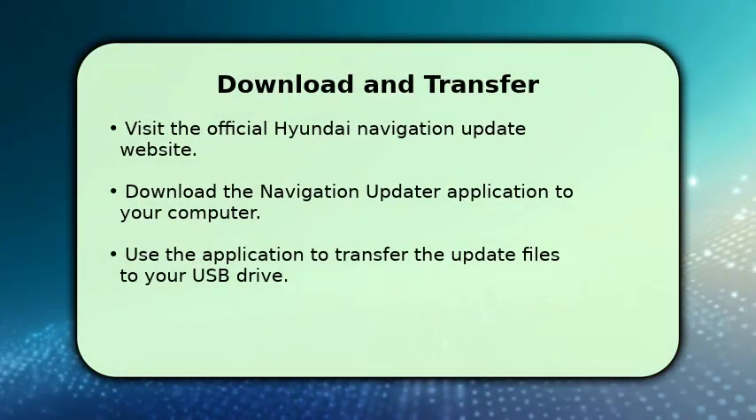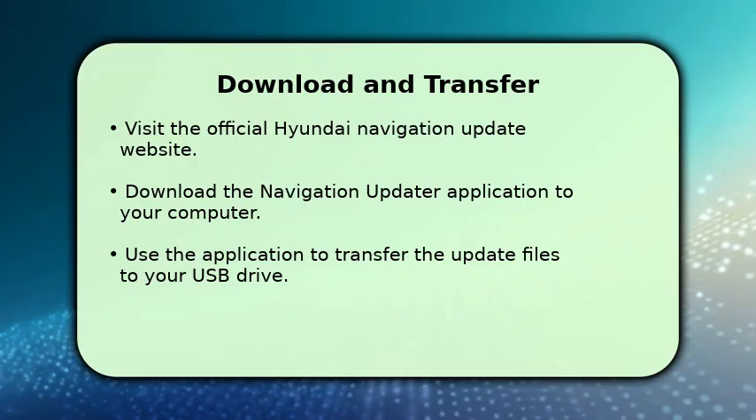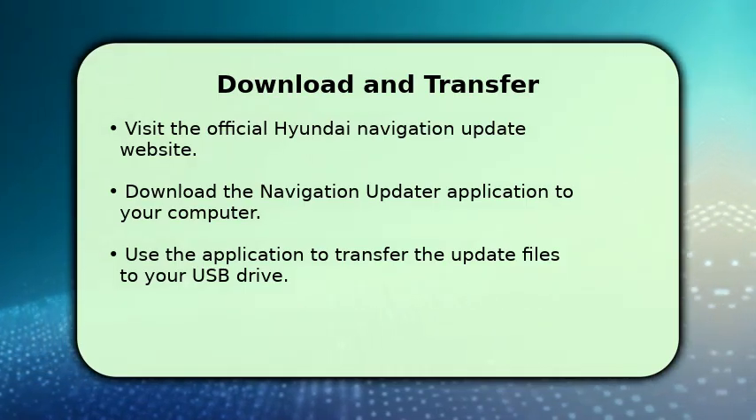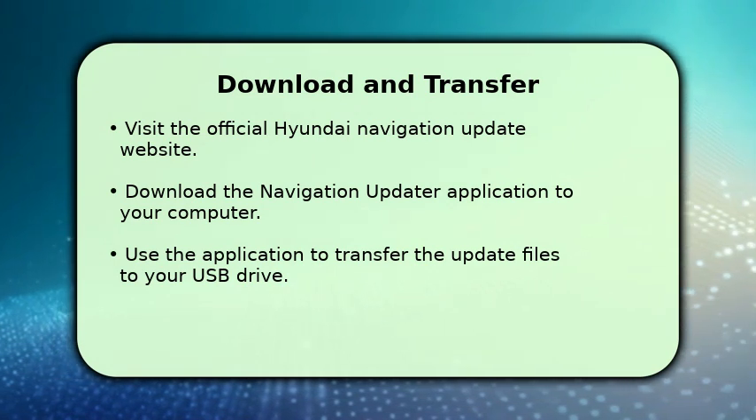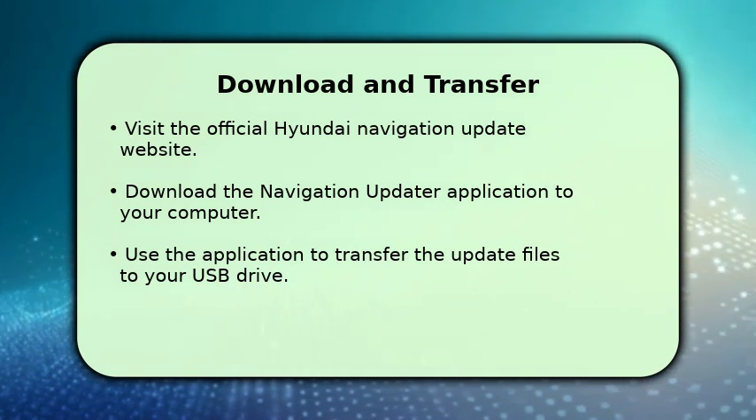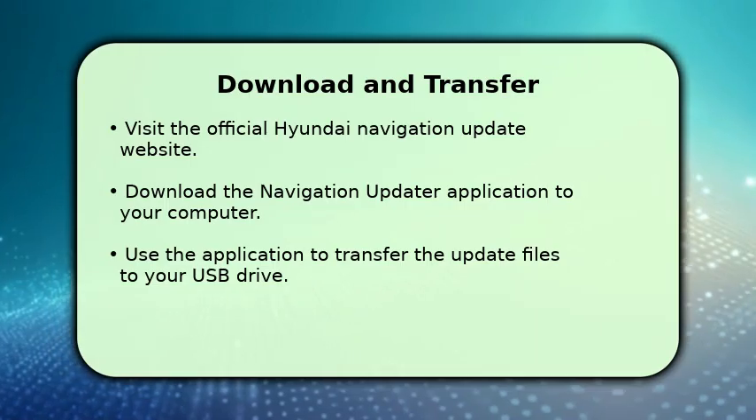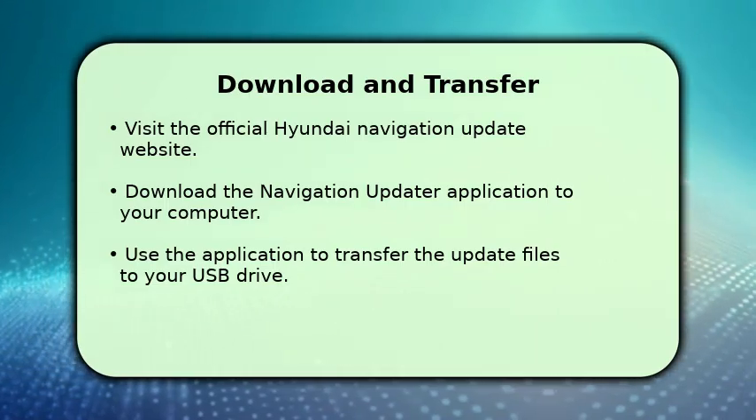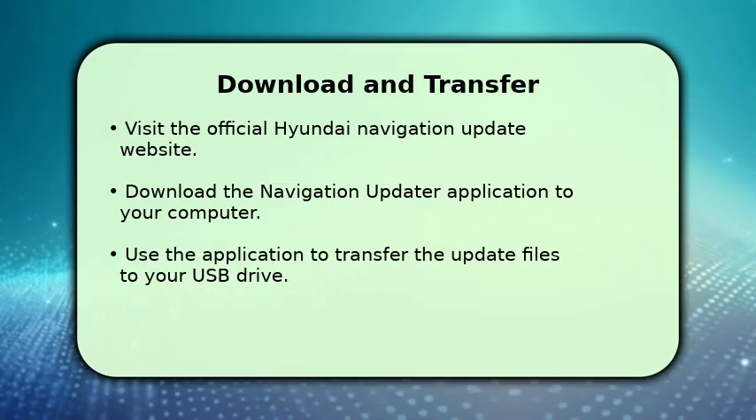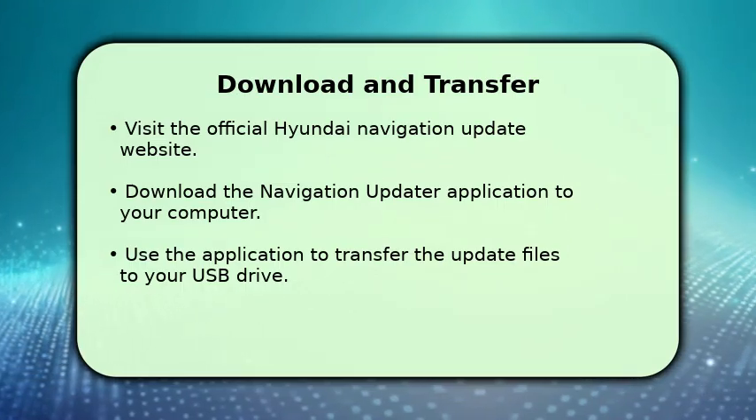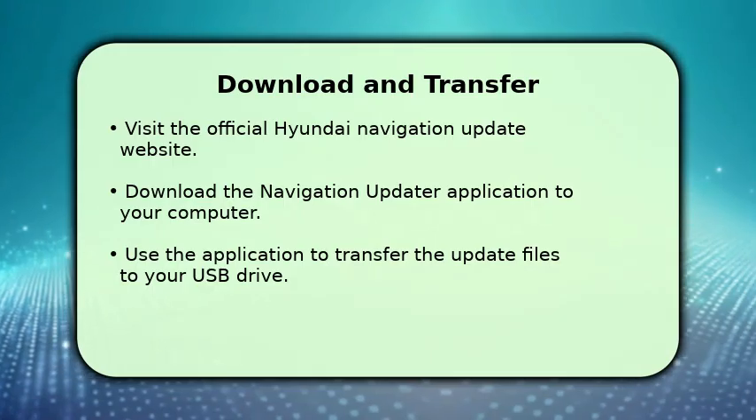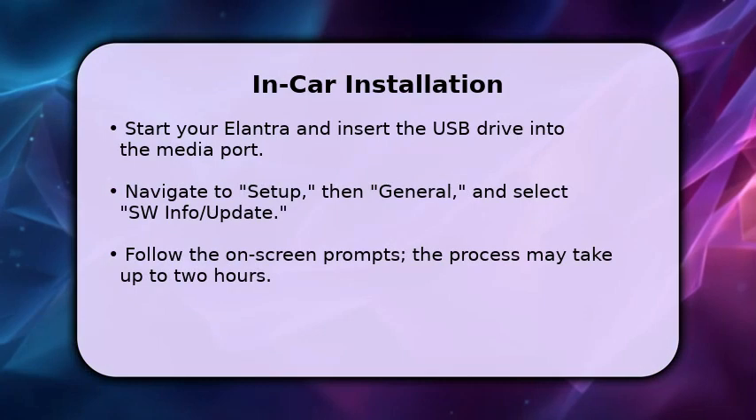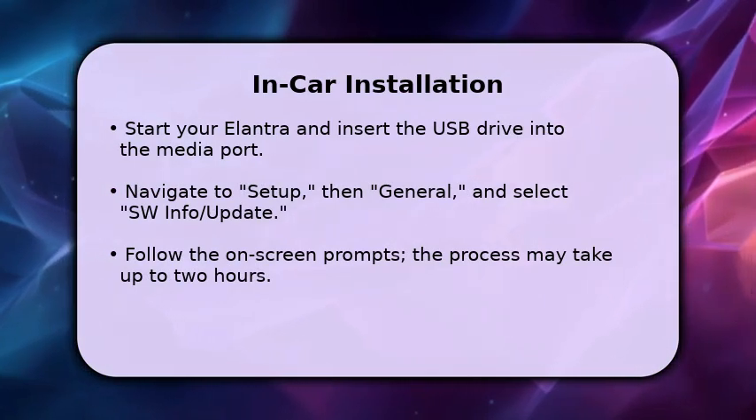Now, let's get the update files. First, navigate to the official Hyundai Navigation Update website on your computer. There, you will download the specific Navigation Updater application for your operating system. Once installed, open the application, select your Elantra model, and follow the prompts to download the update files. The application will then guide you to transfer these files directly onto your prepared USB drive, formatting it in the process. With the update on your USB, head to your Elantra.